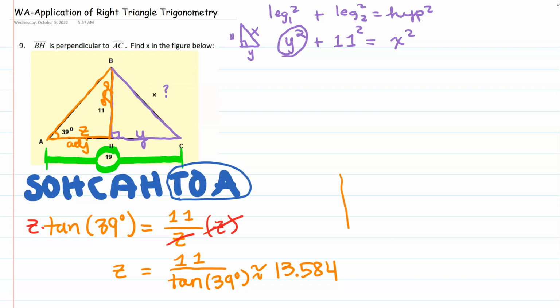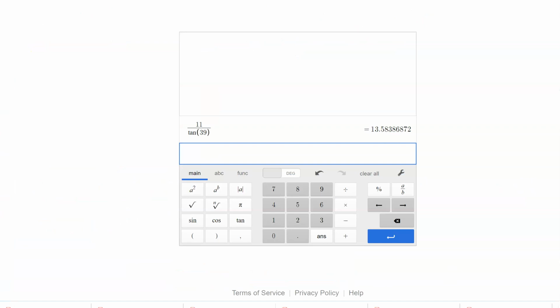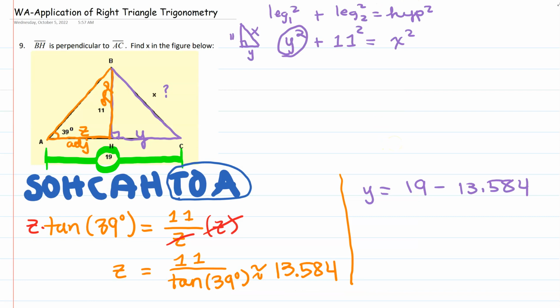then Y is equal to 19 minus 13.584. Going back to my calculator, 19 minus 13.584 is equal to 5.416. So Y is approximately 5.416.